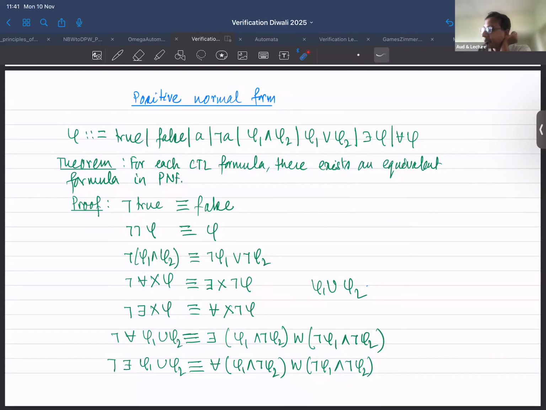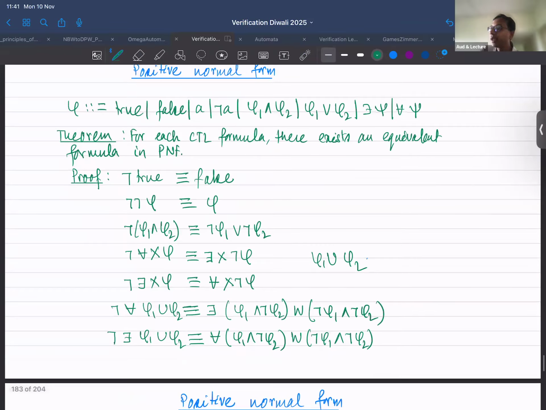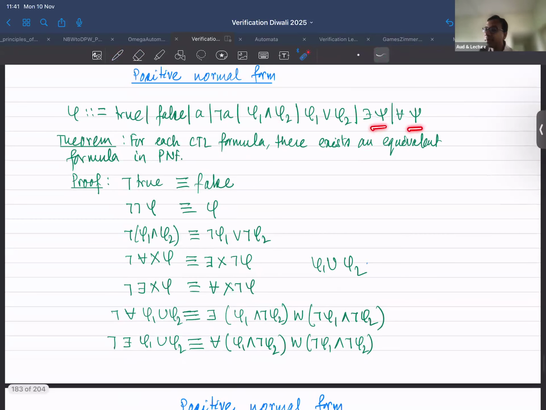Okay, so here ideally it should be some kind of a psi, where I use psi for the path formulas, and for each CTL formula, this psi, the path formula, remains the same. Now, essentially we can see that whenever the formula is of this form, I can always push the negation inside and I can get a positive normal form.